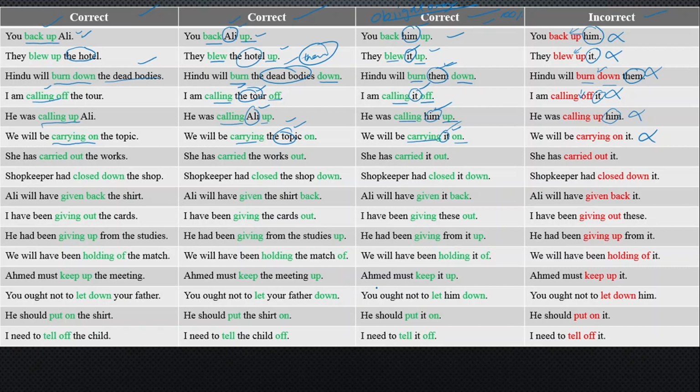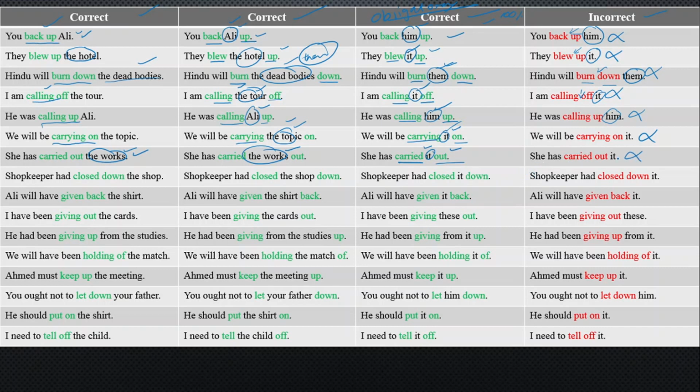After that, she has carried out the works. Now in carried out the works, work is your noun. It can be separated or cannot be. She has carried the works out. The work is coming in between, so you can separate them or not, the choice is yours. But instead of work we use it. So see, she has carried it out. Now over there it must be separated. Your verb and adverb particle must be separated because your object is a pronoun. But if you don't separate them, she has carried out it, that is considered wrong.